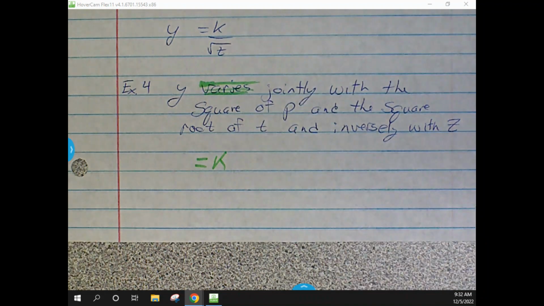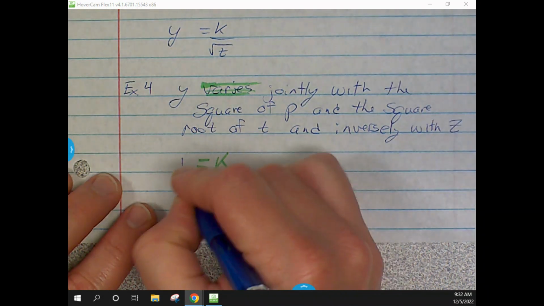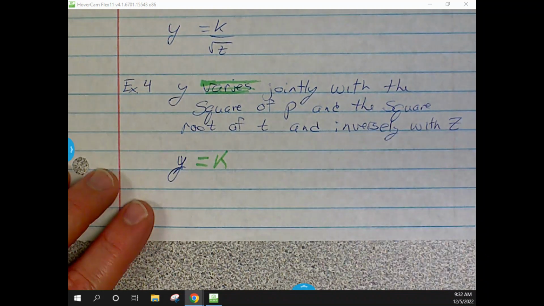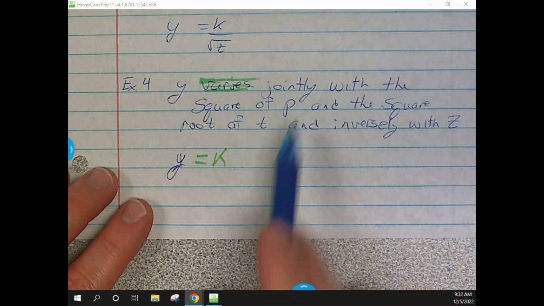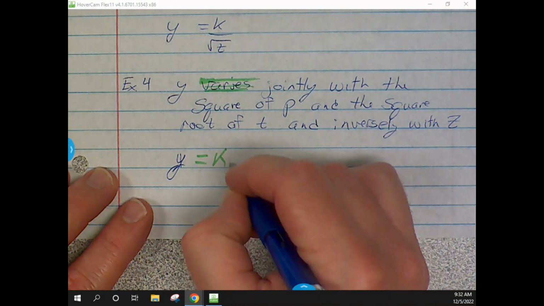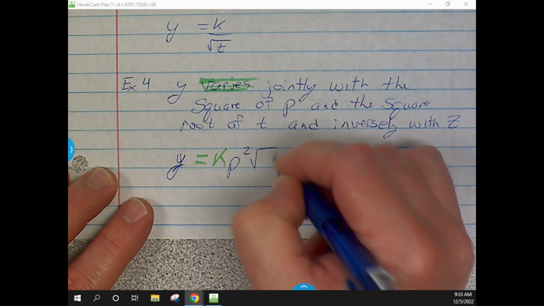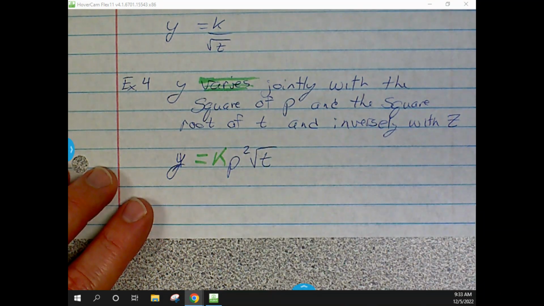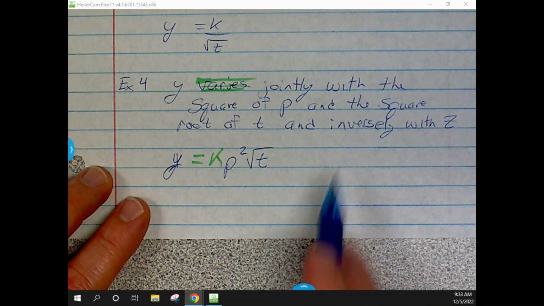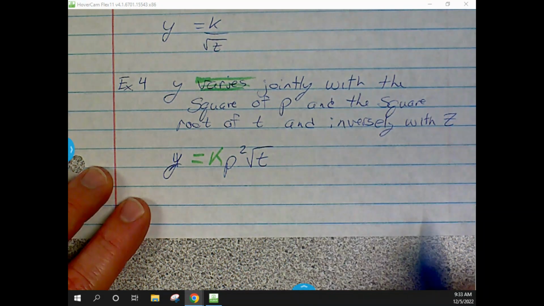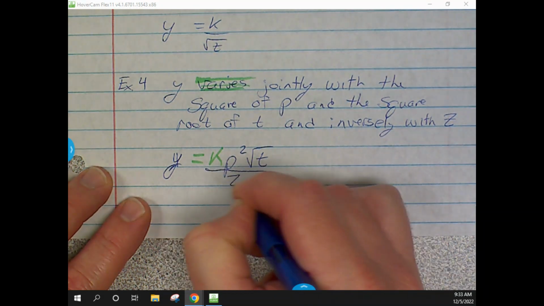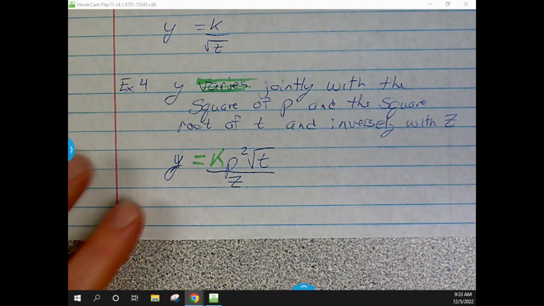All right. Again, wherever you see the word varies, that's your equals k, and then after that, it tells you what you're going to do with it. So you've got y equals. And then again, jointly is basically just direct variation stuck together. So it's jointly with the square of p, so p squared, and the square root of t. Okay. And then if they throw in inverse, that means that has to go underneath it. So then the z would go on the bottom.